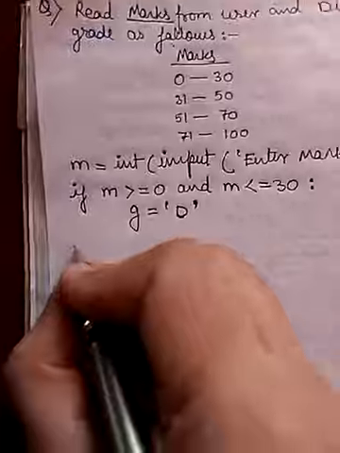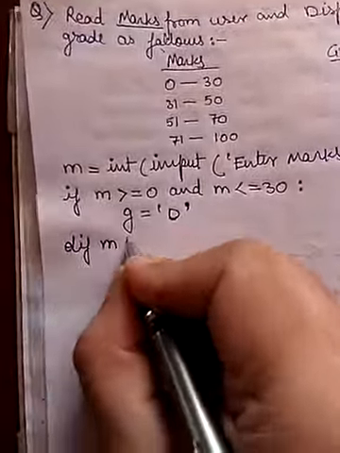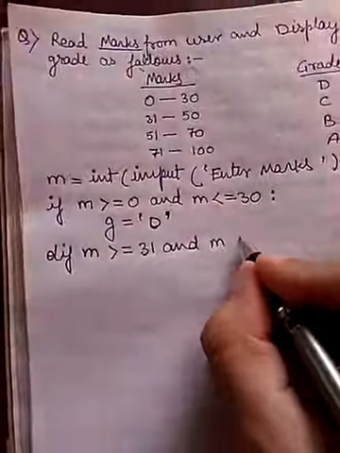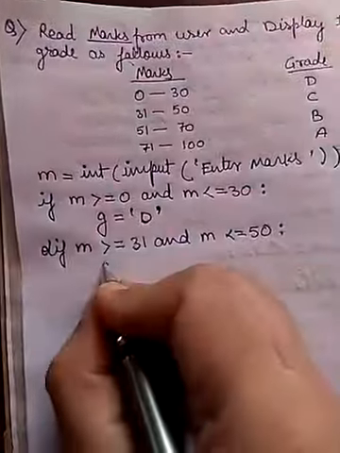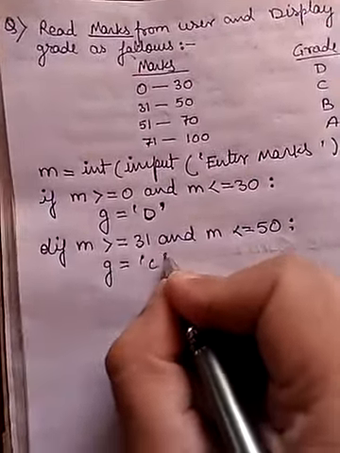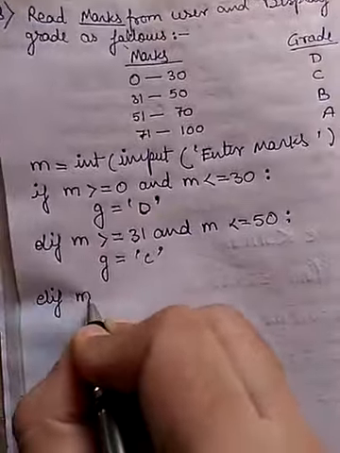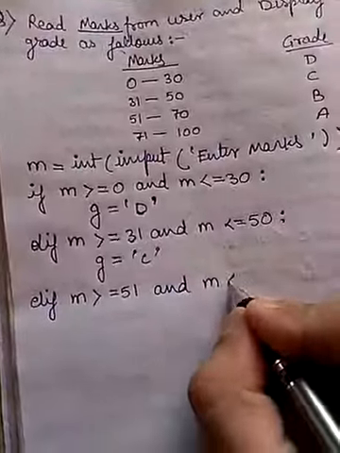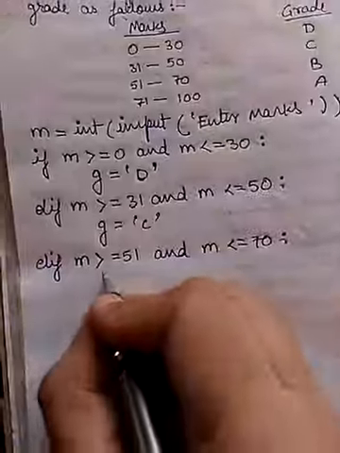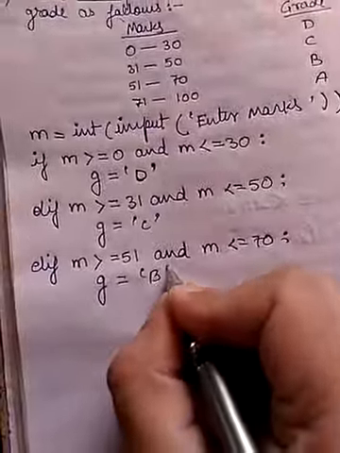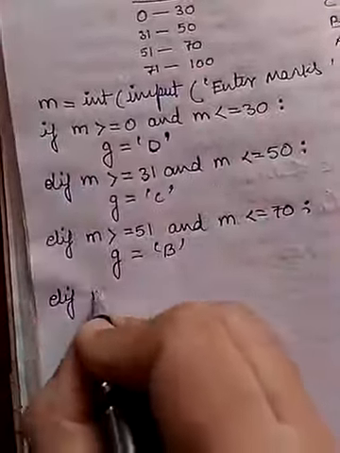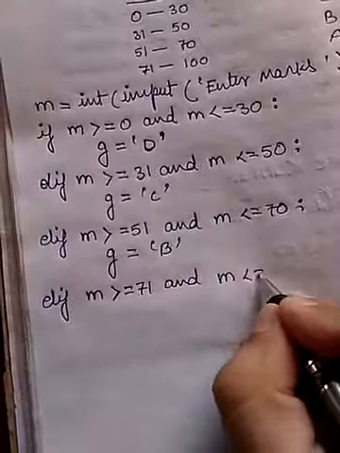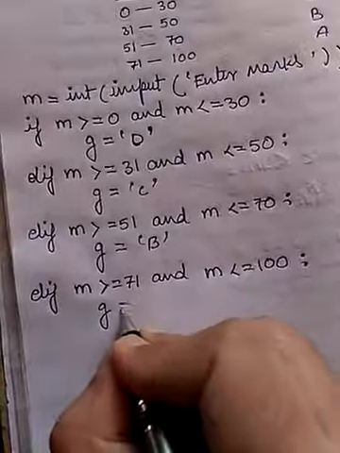In the same way, second condition, elif marks is greater than equal to 31 and marks is less than equal to 50, then grade is C. Elif marks is greater than equal to 51 and marks is less than equal to 70, then grade is B. Elif marks is greater than equal to 71 and marks is less than equal to 100, then grade is A.